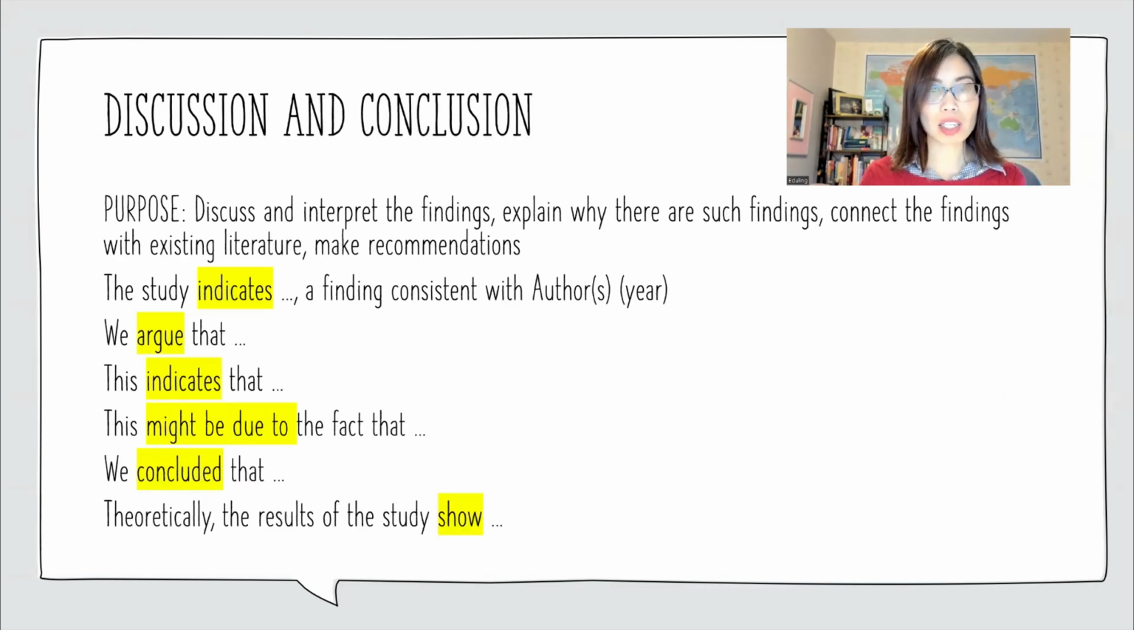Now, with the discussion and the conclusion, the purpose of this section is to discuss and interpret the findings. You can explain why there are such findings and connect the findings with existing literature. And you can also make recommendations. These are some sentences that you can use. You can say the study indicates that, and then you can make a comment.